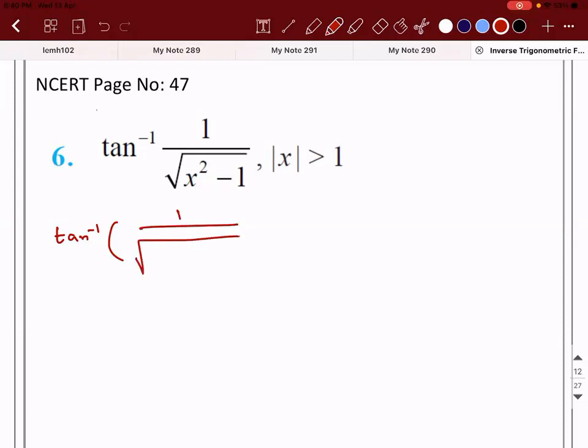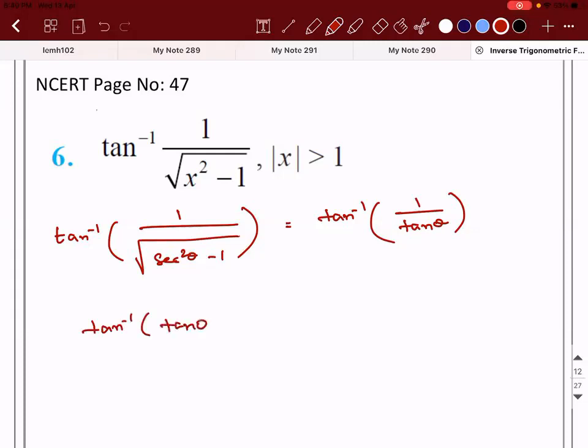I've got till tan inverse of 1 by tan theta. I know you got stuck there. See, tan inverse of 1 by root of secant square minus 1 is tan inverse of 1 by tan theta. I hope everybody got till this step and you're thinking what to do. We forget our 10th standard basics: 1 by tan theta is cot theta, and this can be written as tan of pi by 2 minus theta.